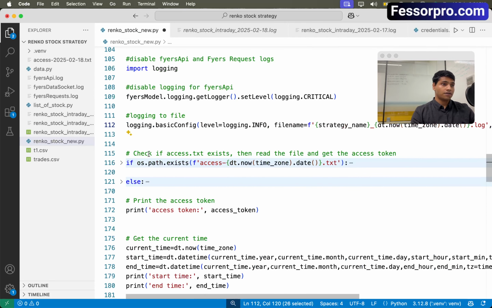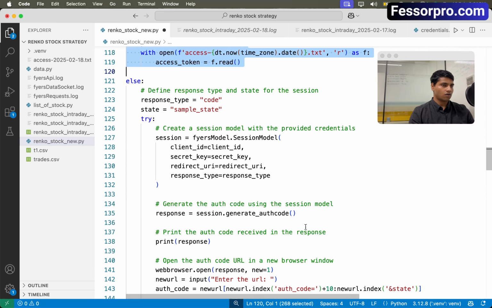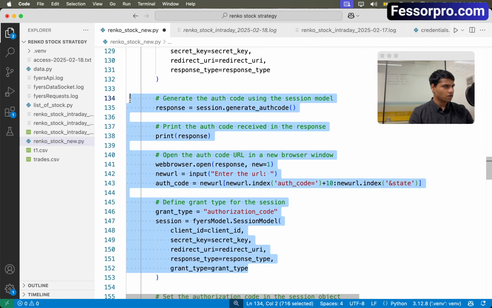Then we are checking if we have access token or not. If we have the access token, we'll read the access token. Otherwise, we are going to authenticate ourselves. So this code I've already explained in my previous video. This code will simply authenticate and ask for your access token. So I'll just show you how this works.